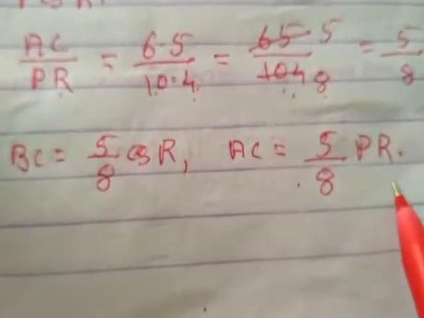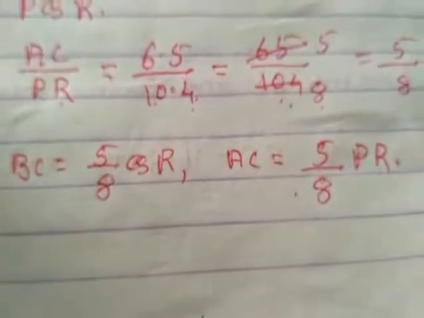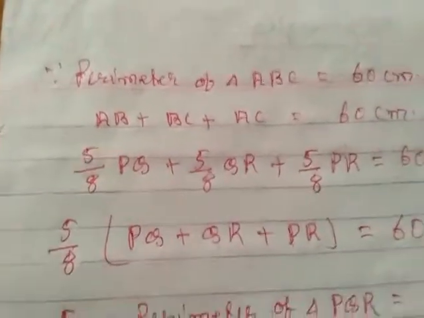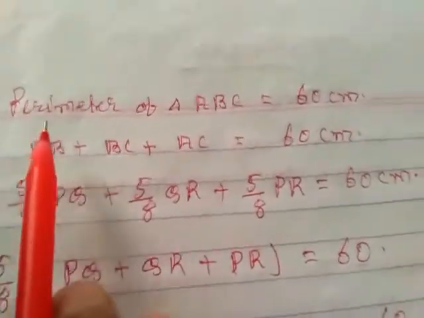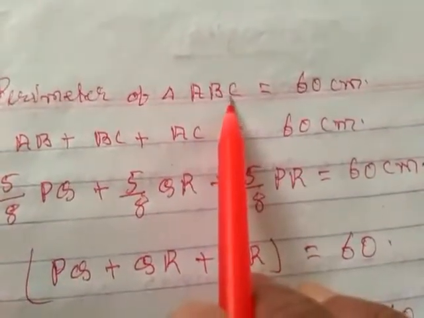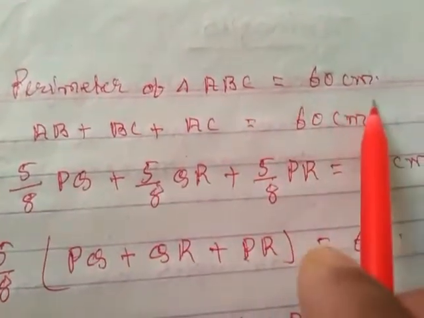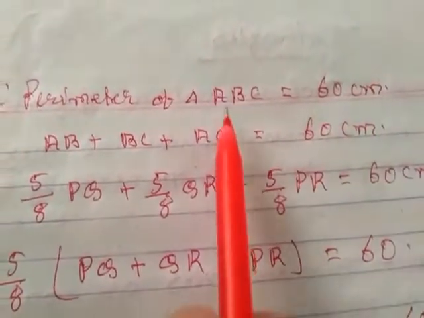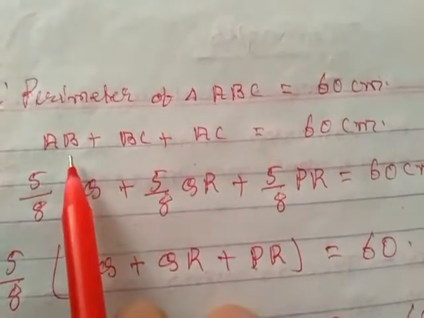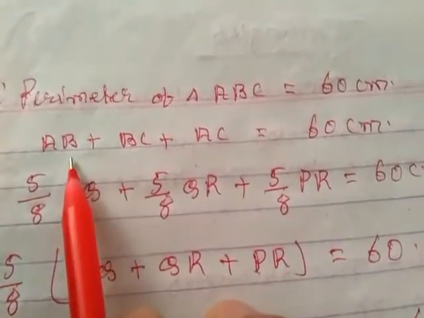So now we have applying the formula. Perimeter of triangle ABC was also given. The perimeter of triangle ABC was 60 centimeter. So perimeter of triangle ABC is equal to sum of its three sides, that is AB plus BC plus AC, which is equal to 60 centimeter.